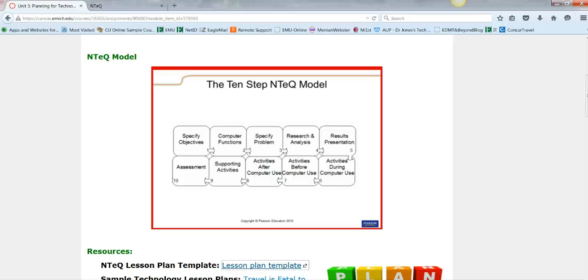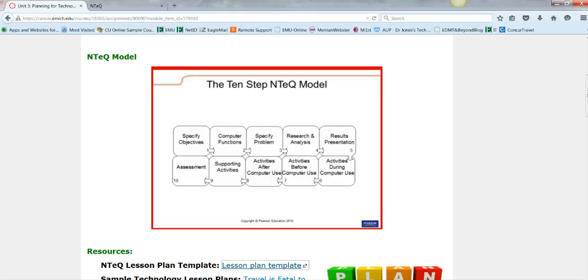Planning for effective use of technology in the classroom can sometimes be overwhelming. So having a lesson plan model that supports the integration of technology is very useful. As you read in the textbook, the 10-step u3nteq model is a lesson plan model that supports designing effective technology-infused or supported lessons for your learners.